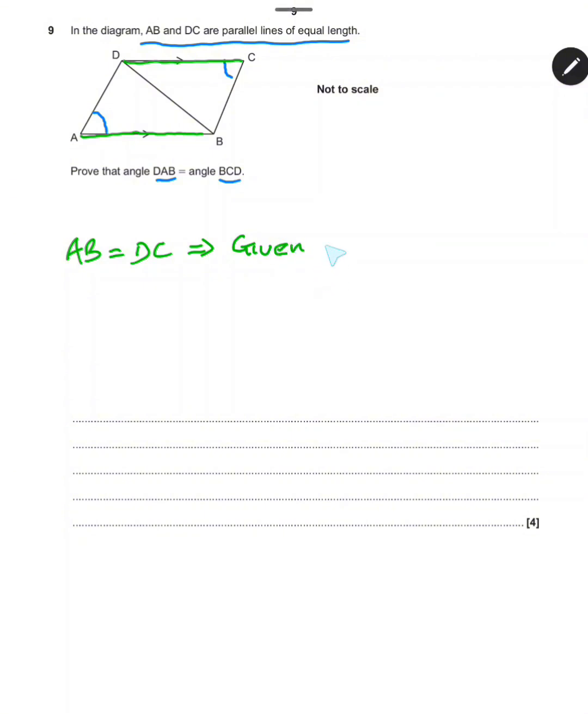And that's enough. It's given in the question. I'm going to look at another straight line here, and it's this one. I'll say that BD equals BD. I'm kind of looking at this line twice. And the reason that that's the same is because it's a common side. What I'm effectively doing is looking at these two triangles, this one and this one.